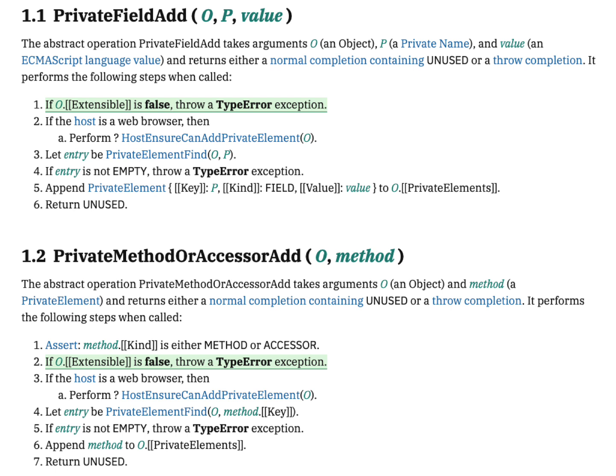So these two changes are the entirety of the proposal. These are the two operations in the spec that can cause a private field to be added to an object. And we're just proposing that both of these do a precondition check, an input validation check, to verify that the object is extensible and otherwise throw a type error.